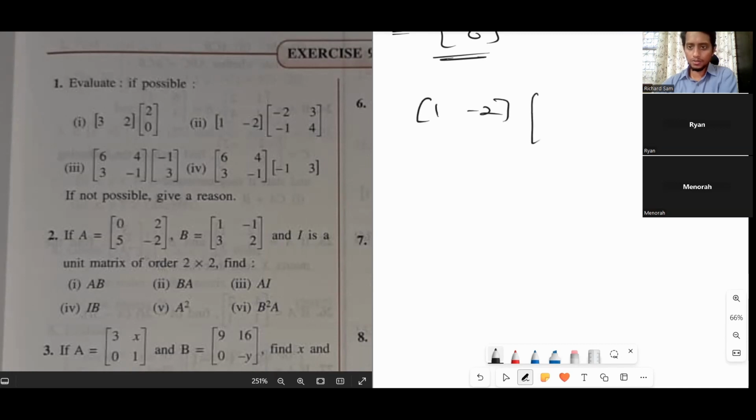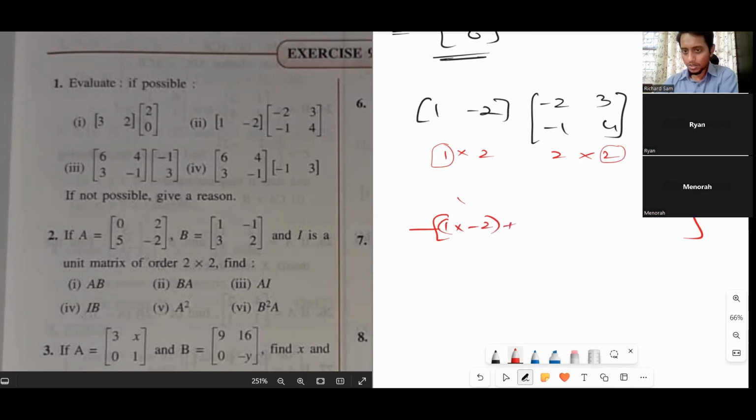First, you write the order of the question. This one's order is 1 row, 2 columns. So 1 by 2. This is 2 by 2. Then you will get an idea of what your answer is supposed to be. Your answer will be 1 by 2. That means you'll have 1 row and 2 columns. So you'll get that idea also. Then to find the first row, you do first row into first column. That's 1 into minus 2 plus minus 2 into minus 1. This is your first value.